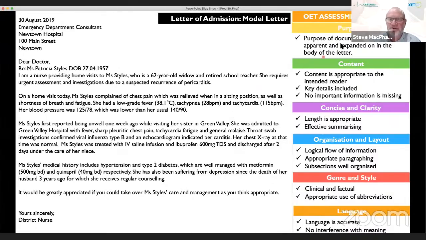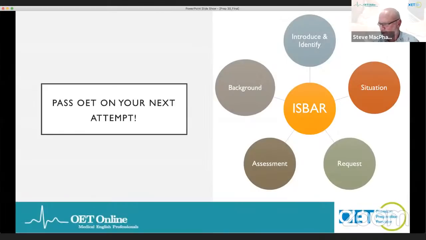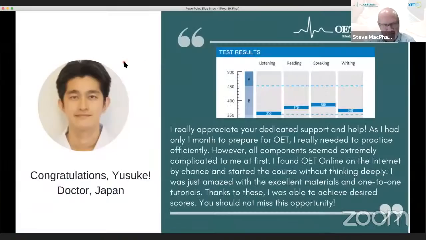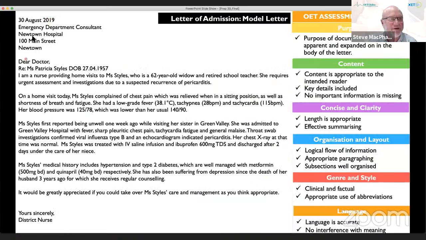Okay. So let's just look at how we analyze that when we use the OET assessment criteria. There's no point using ISBAR if it doesn't meet the assessment criteria. So that's our next question. Philip says ISBAR is a very useful guide for you. Excellent, Philip. You just practice this and your writing will become very good. Question came through, can we put the date after the address? Yeah, yes, you can. I'm a bit old school. I put the address at the top, but the address could go below the date. I normally put at the top. You could put the date below the address and that would be fine.